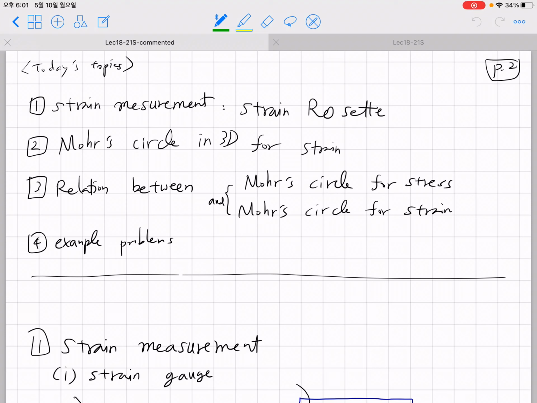So here are the topics of today's lecture. Today I will first discuss strain measurement, how to measure strain in real life. We'll discuss strain gauge and strain rosette, which can be used for measuring strain.